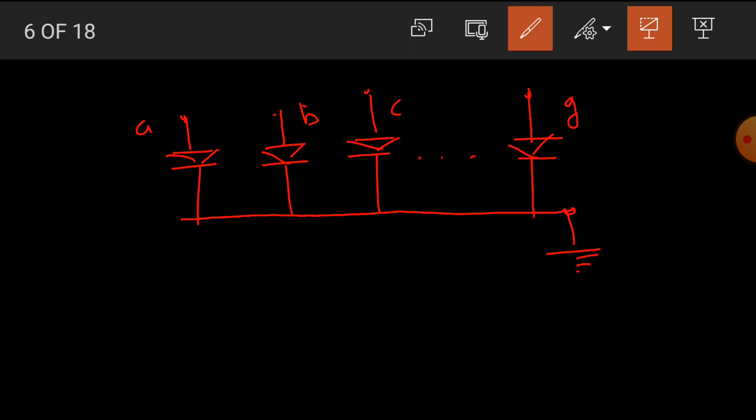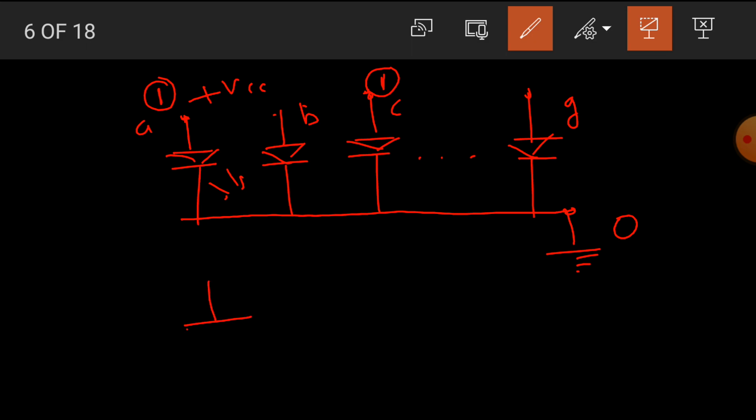If we want to turn on the LED A, then we have to connect here plus VCC. That means, in other language, we can say that we already provided 0 here, and if we want to turn on the LED A, then we have to provide it 1. Similarly, if we want to turn on the LED C, then we have to provide here 1.